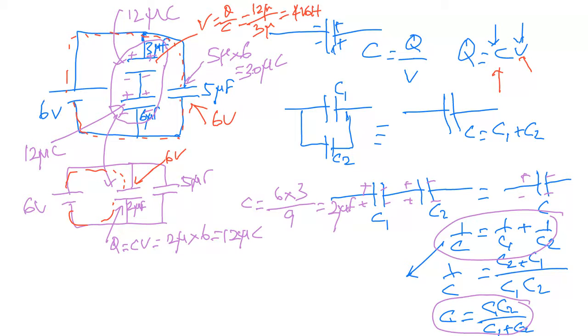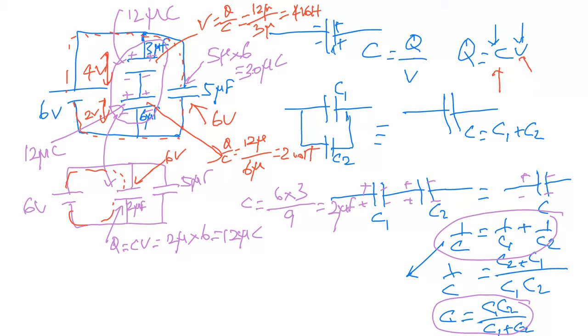Likewise, for the voltage on this one, I'm going to use Q over C. Q will be 12 micro, divided by the capacitance, which is 6 micro. So you get 2 volts for that. So what we are getting is 4 volts for this one and 2 volts for the other one. And that makes sense, because 4 plus 2 makes 6.